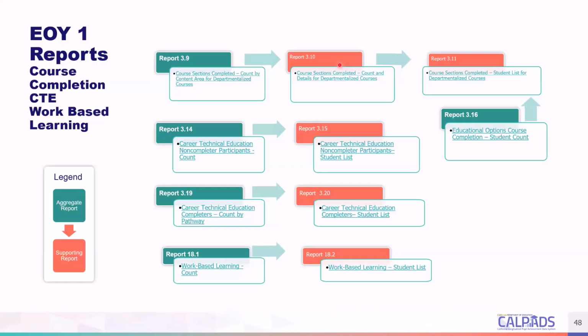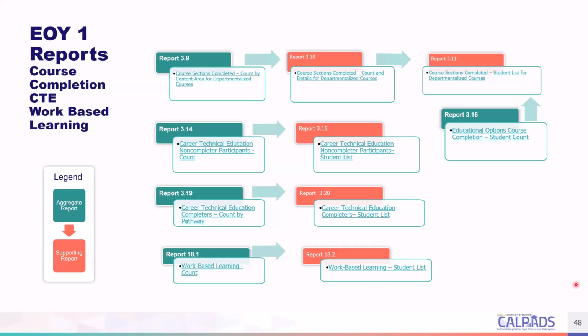So for end of year reports, you have 5 aggregates, and you have 5 supporting reports. Okay, this is color coded based on its significance. So the aggregate reports will obviously just provide you counts, while the supporting reports would provide you more details, more attributes, or the student list of students being counted on those reports.